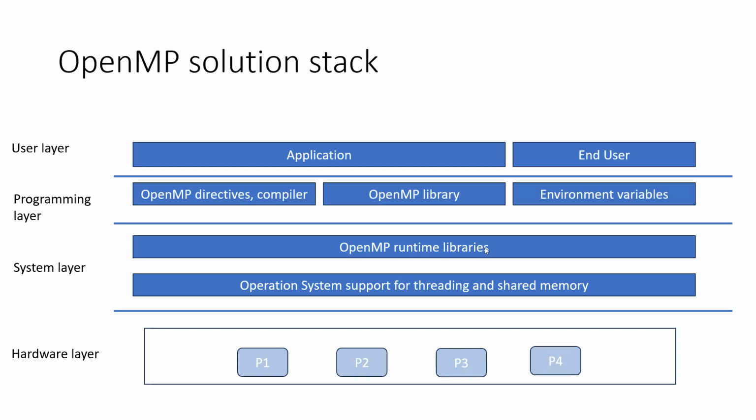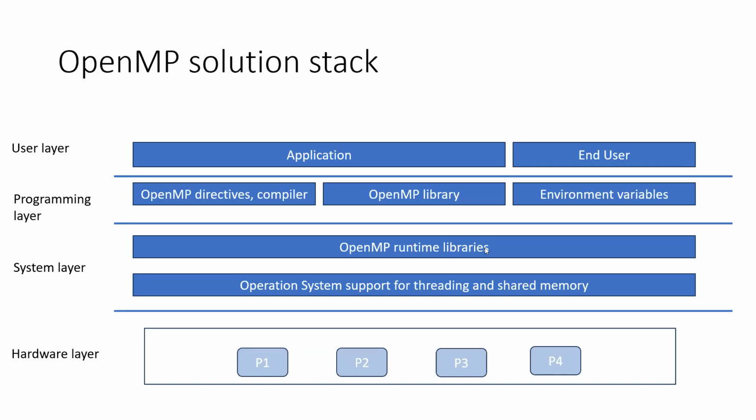So how are they placed in the total system? The stack of OpenMP looks like this. The first is the user level, where you have the application, say the OpenMP program you are writing, and the end user who is just using it. The second level: when a programmer wants to write a parallel program, there are a set of OpenMP directives, the compiler which understands the directives and compiles the code for multithreading, the OpenMP libraries, and a set of runtime environments where you can specify certain configurations to OpenMP.